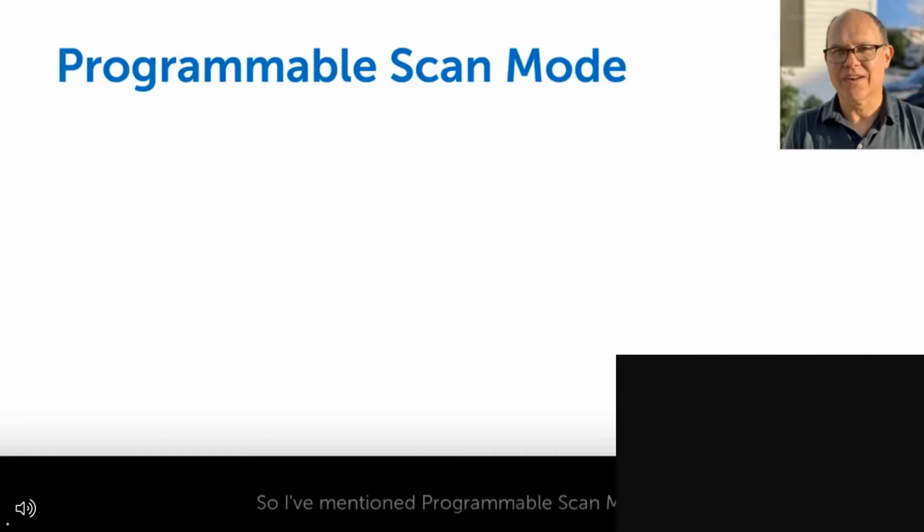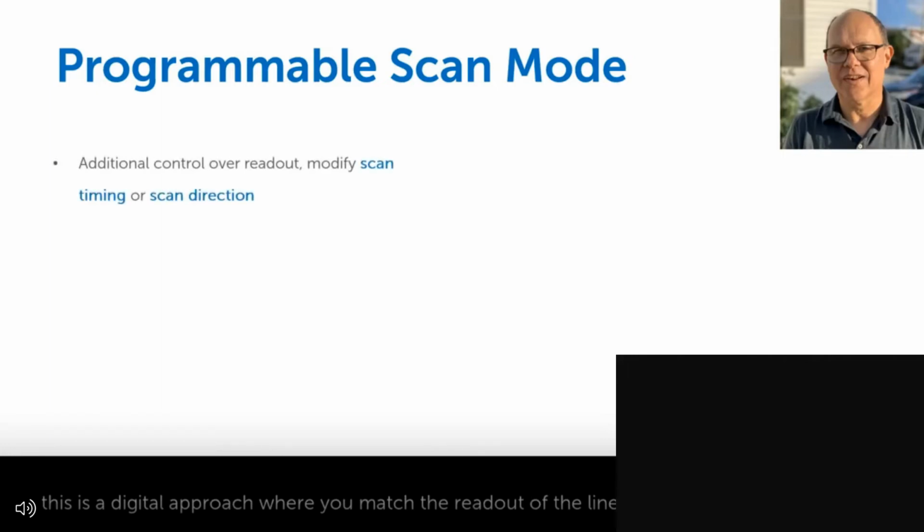So I've mentioned programmable scan mode. This is a digital approach where you match the readout of the lines of the sensor in the camera to where your illumination band is. We and others find this a useful way of collecting the tightly focused illumination beam while discarding scattered light that might fall outside the illumination slit.